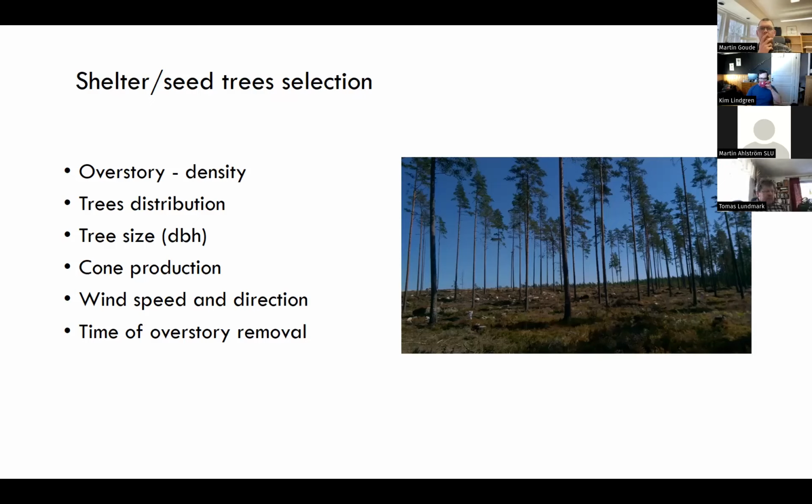And the most common way to conduct natural regeneration in Sweden is to use uniform shelterwood or seed trees, where the trees are uniformly distributed across the area.